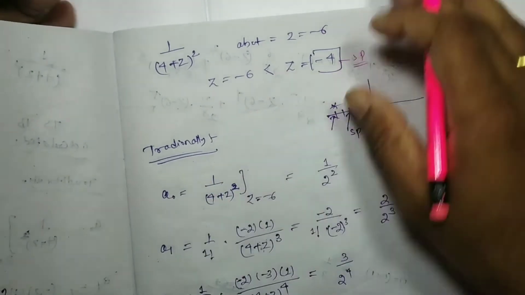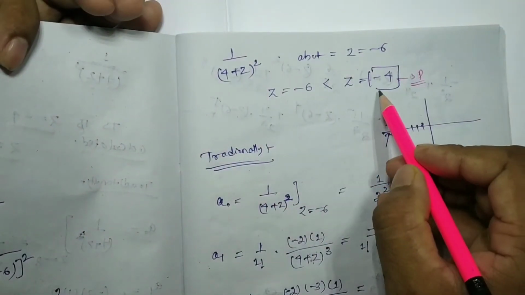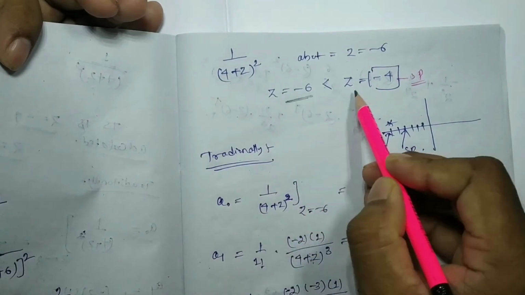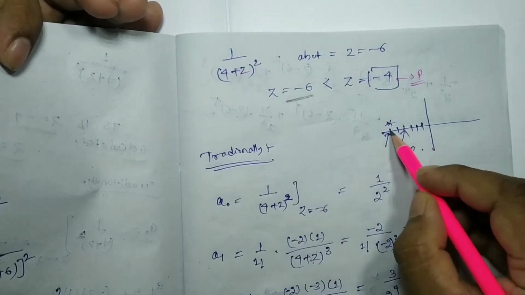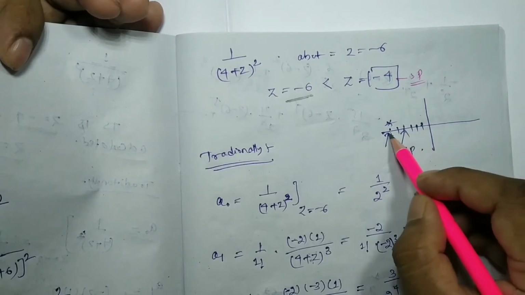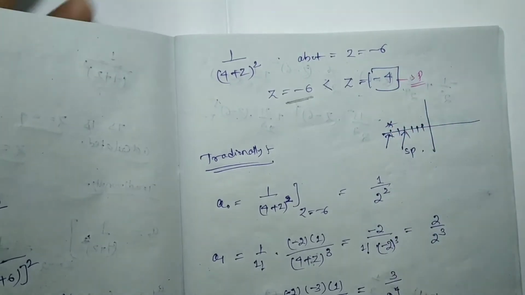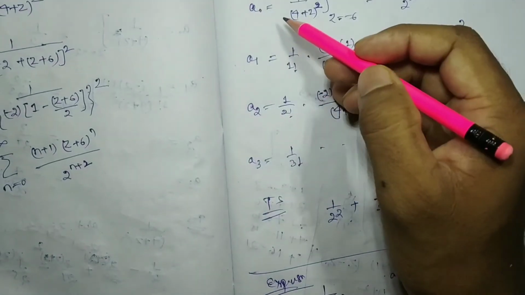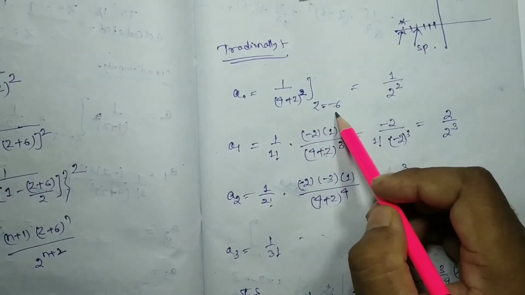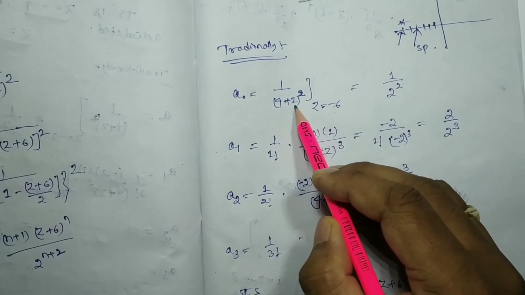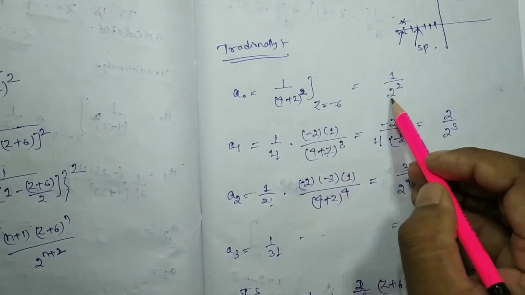Next we have to consider another point, z equal to minus 6, which is less than the singular point. Here this is your z equal to minus 4 and this is your z equal to minus 6, which is less than minus 4. Then what will be the answer? First you do it traditionally. A0 will be 1 by 4 minus z square. We have to put z equal to minus 6. Z equal to minus 6 means it will be minus 2 to the power 2. It will be 2 to the power 2 only.